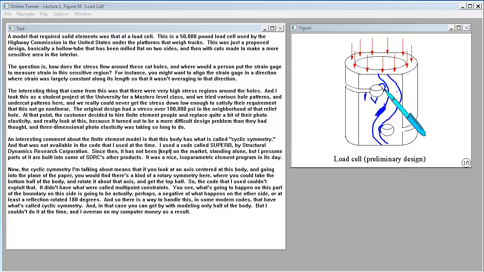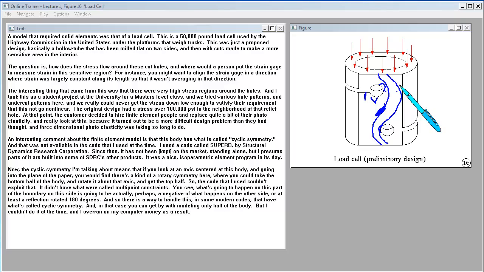The original design had a stress over 100,000 psi in the neighborhood of that relief hole, and at that point the customer decided to hire finite element people and replace quite a bit of their photoelasticity and really look at this, because it turned out to be a more difficult design problem than they had thought, and three-dimensional photoelasticity was taking so long to do.